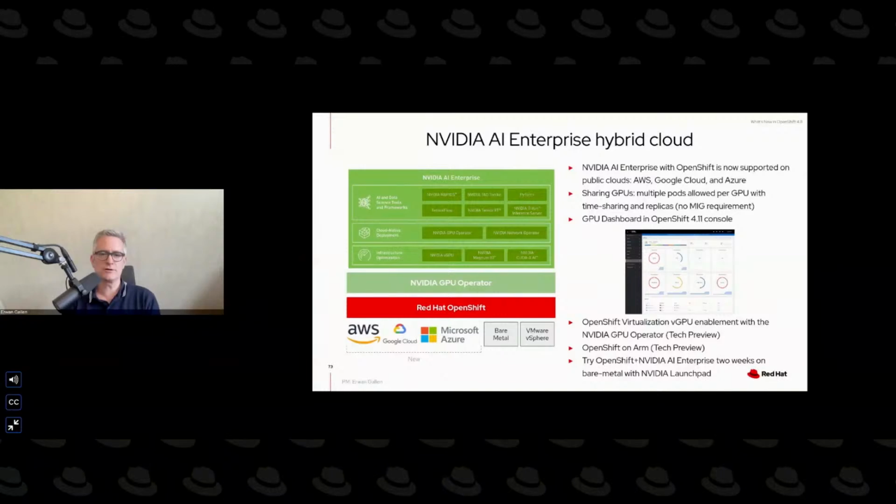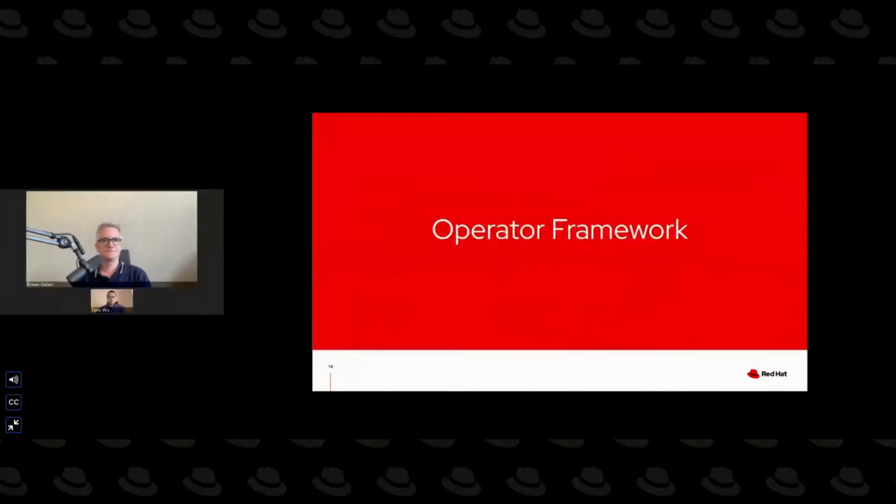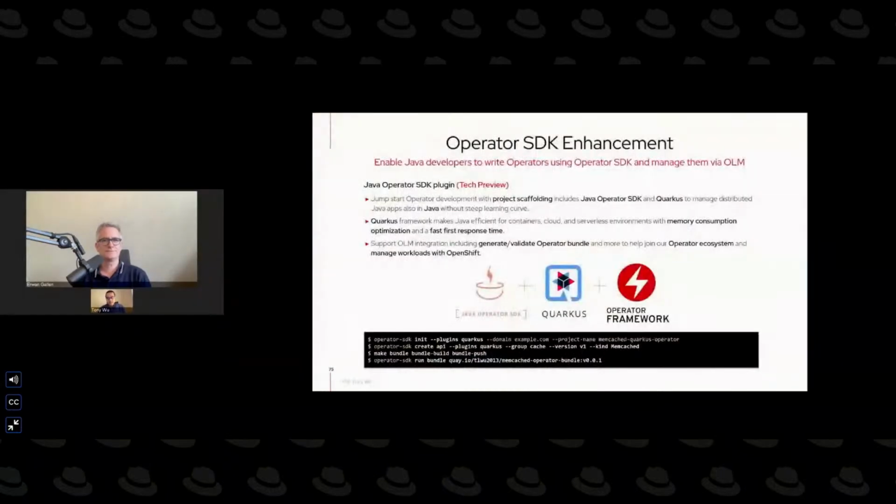And finally, if you have an AI project and you want to test OpenShift with GPU, but you don't have hardware, you can contact the Red Hat account team, who can provide 2 weeks of free access to a remote lab. It's called NVIDIA Launchpad, and you will be able to test OpenShift on bare metal with NVIDIA AI Enterprise. That's it. I'm handing over to Tony.